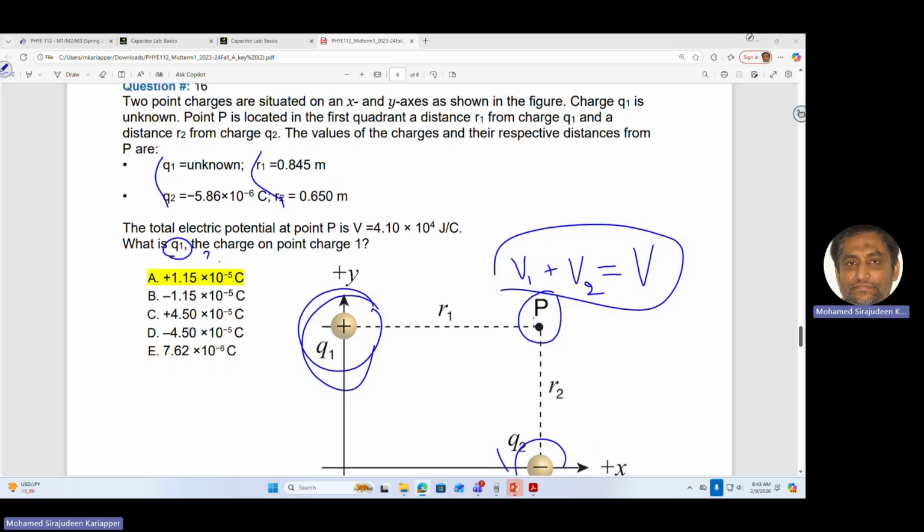So in the question, he is saying the total electric potential at point P is this. That means he is giving this. And is he saying anything else? He is giving us R1 and R2. R1 is the distance from Q1, so this is given.